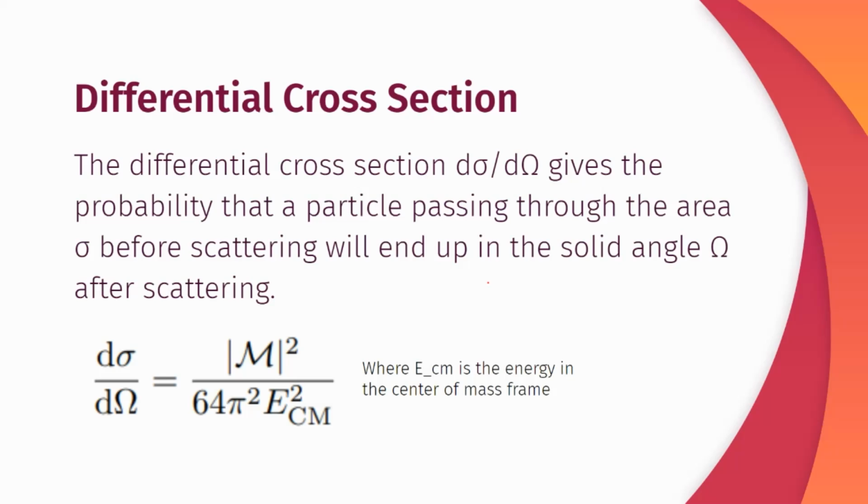differential cross-section. So the differential cross-section d sigma over d omega gives the probability that a particle passing through the area sigma before scattering will end up in the solid angle omega after scattering. And so we've got this expression for the differential cross-section over here, and we can see that we can obtain it using the scattering amplitude multiplied by some factors.